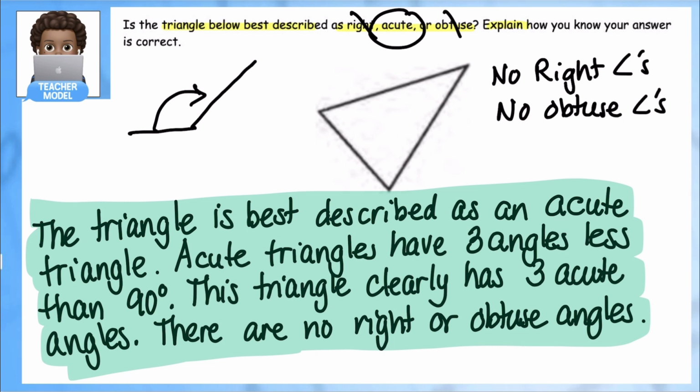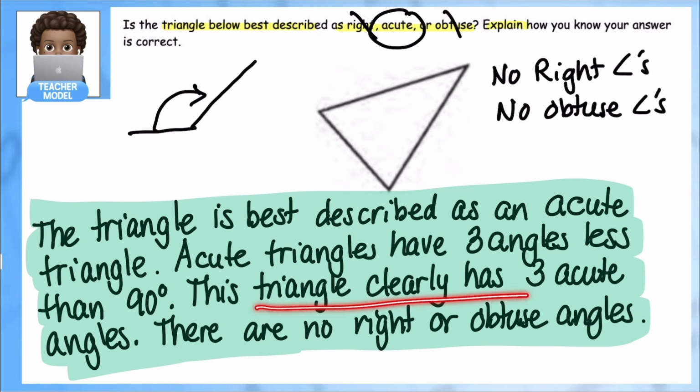The triangle is best described as an acute triangle. So that's number 1. I'm answering the question right there. I'm clearly just saying it. Acute triangles have 3 angles that are less than 90 degrees. So I'm now defining the acute triangle. So I answered the question with the right term, and now I'm telling the person I know what it means.